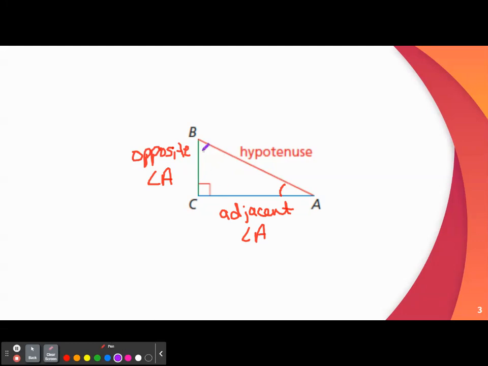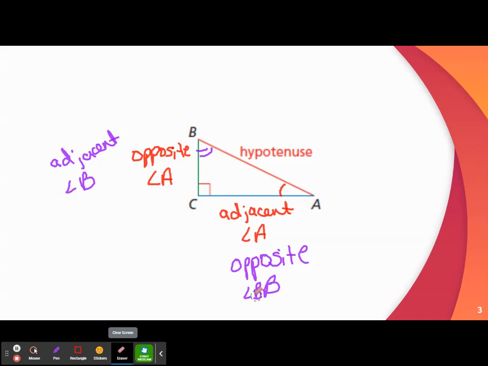Because if we were to be looking at angle B instead, the side opposite of angle B would be this same side that's adjacent to A. It would be opposite to B. And this side would be adjacent to B. So depending on which angle you're looking at, your opposite and your adjacent are going to change. Okay? So make sure that you are careful whenever labeling which side's adjacent and which side is opposite. It depends on which angle you're looking at.